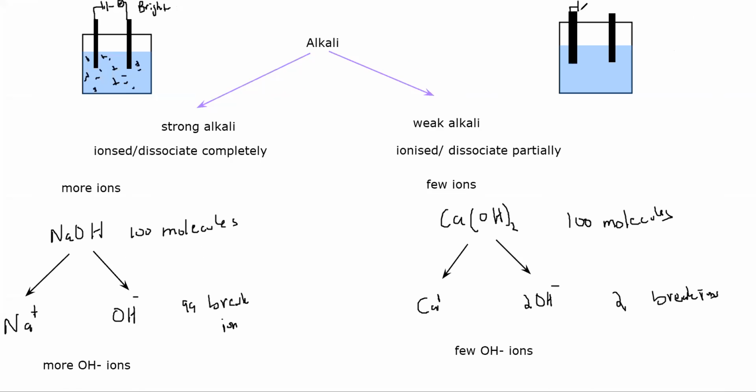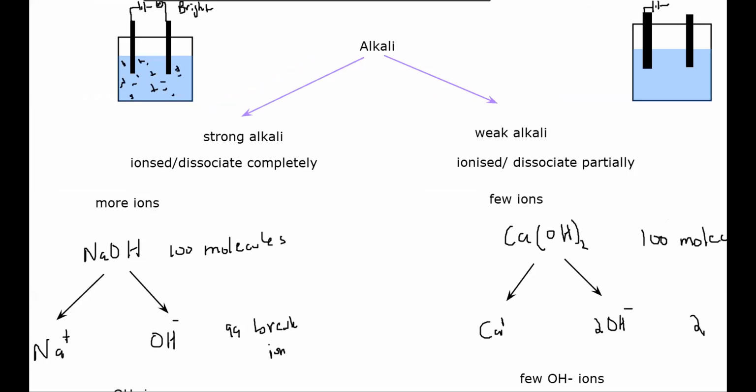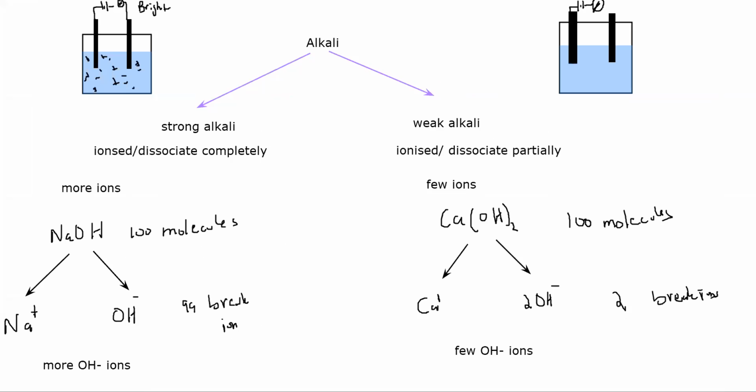In the same way, if we pass a current through a weak alkali, it contains ions, but few ions, more molecules and few ions. So the brightness will be low, or the lamp will be dim. So using electrolysis, you can identify an alkali. If it allows a greater amount of current to pass and is much brighter, it shows that it's a strong alkali. If it's dim, it is a weak alkali. Is this clear? The concept of alkali, strong and weak?